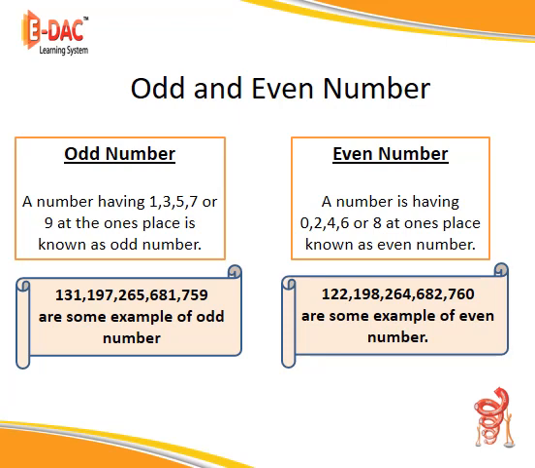Even numbers. A number having 0, 2, 4, 6 or 8 at the ones place is known as an even number. For example, 122, 198, 264, 682 and 760. These are examples of even numbers. You can see in the ones place of these numbers there are the digits 2, 8, 4, 2 and 0.